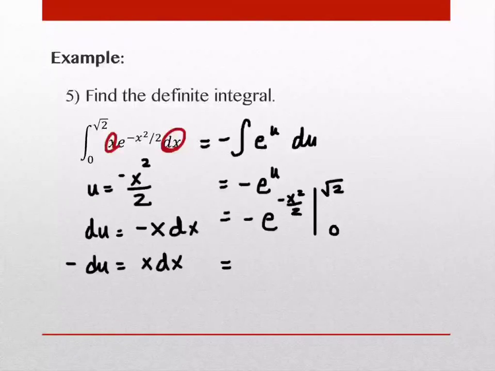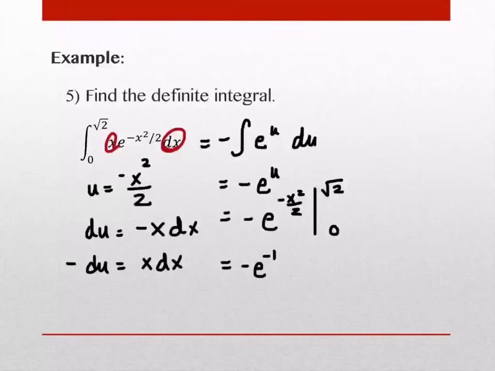Definite integrals are a little bit more work than indefinite integrals, right? The ones we were just doing before, because I have to continue in this particular problem now with plugging in values. So what happens when I plug in square root of 2? Well, I'm going to have square root of 2 squared, which is 2, divided by 2, which is 1, and I've got the negative at the beginning. So this is negative e to the negative 1. That's what that simplifies to right now.